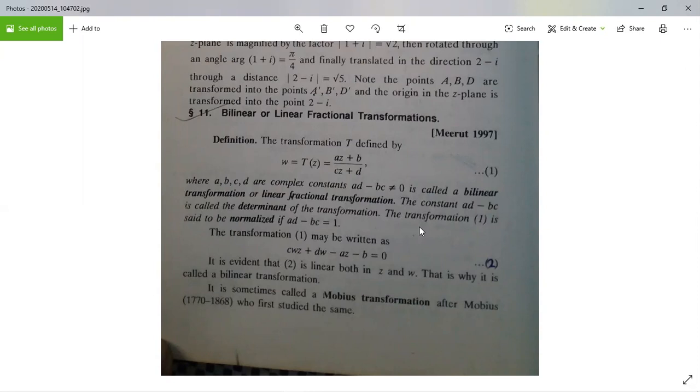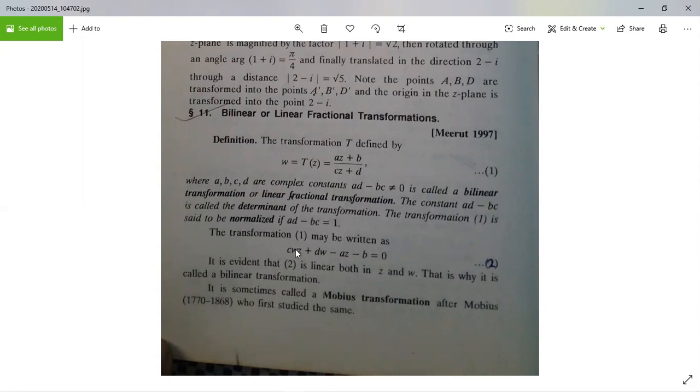The constant AD minus BC is called the determinant of the transformation, and the transformation 1 is said to be normalized if AD minus BC is equal to 1. That means if the value of AD minus BC is equal to 1, then this transformation is said to be normalized.